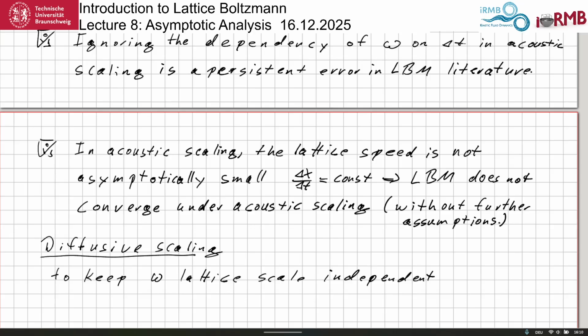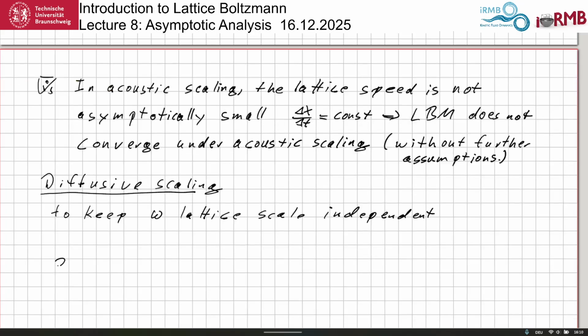Let's see how this is done. So let's look again at our Reynolds number. The Reynolds number is these physical things, U star, L star, which are given physical quantities, so they are not scaled. They go divided by C_s squared, times 1 over omega minus 1/2, times delta t, and because we are not doing a Chapman-Enskog expansion, we demand that this thing here is constant.